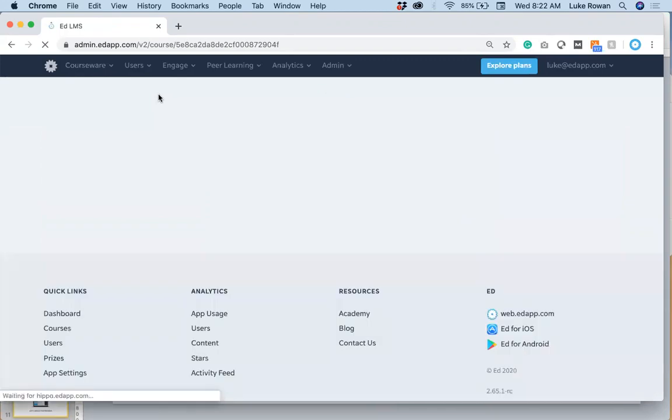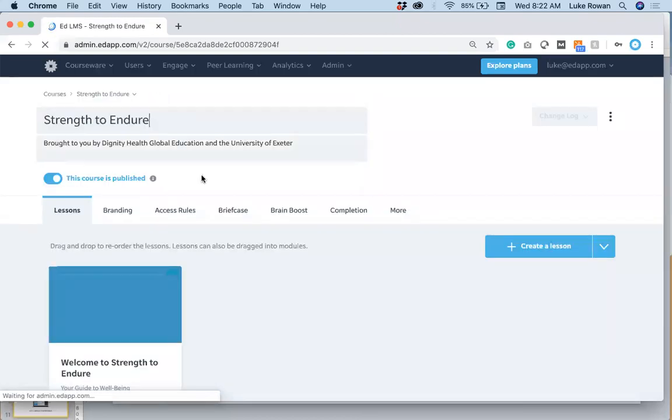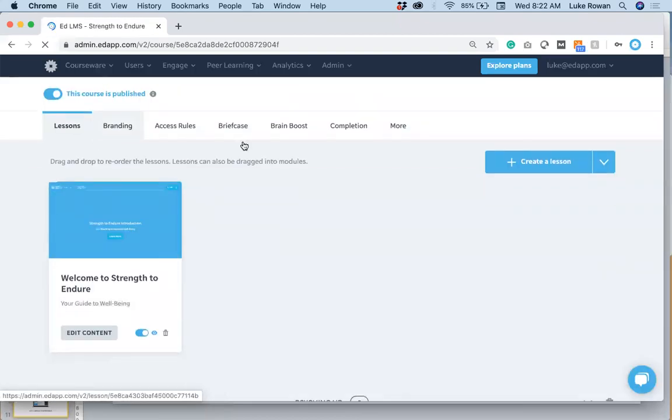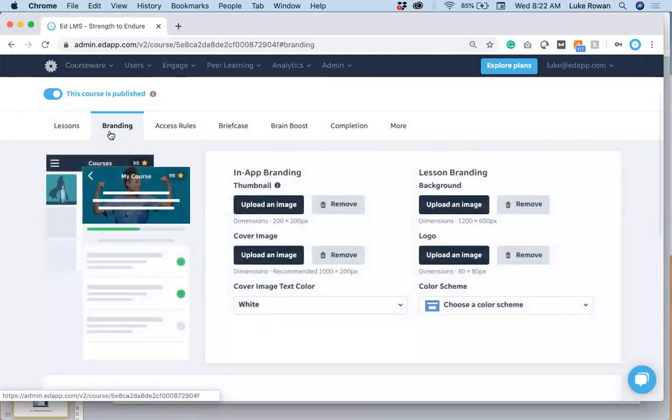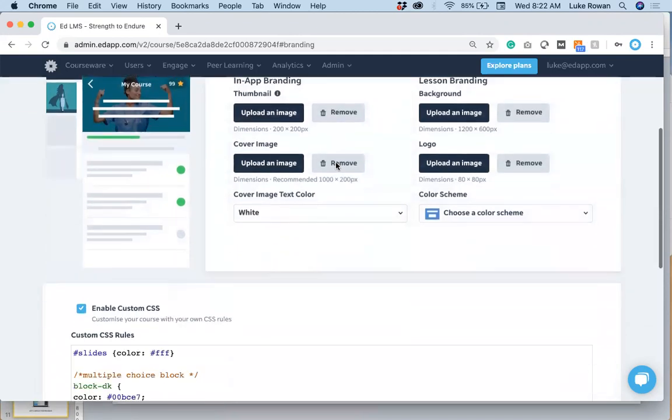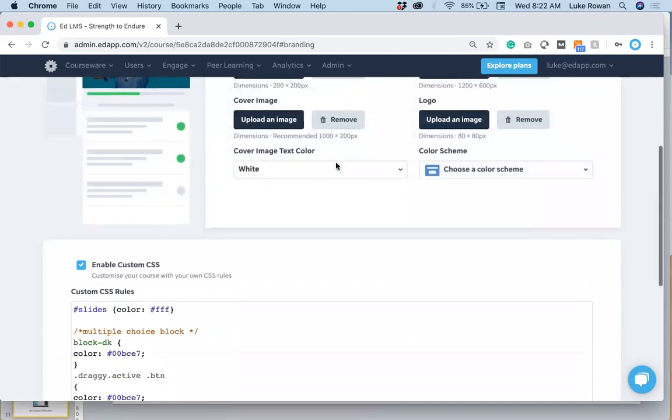So what I'm going to do is bring up the branding components for the course itself. So the branding can either sit on the course level or it can sit under individual lessons. And we can see here that the branding applied to this course, it looks like you've obviously had to consider the branding elements of both Dignity Health Global Education and EdApp to deliver on this front. So what have we done here?